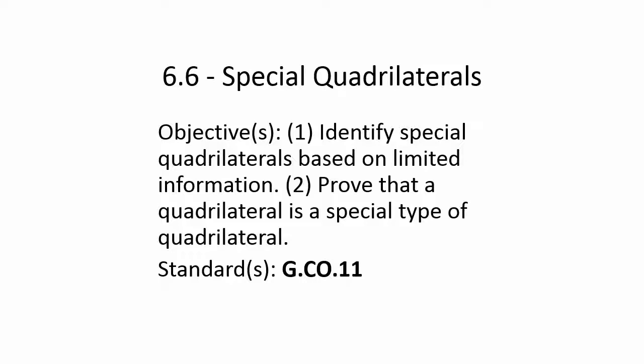Hi everyone! In today's lesson we're looking at Chapter 6, Section 6, Special Quadrilaterals. Our objectives are to identify special quadrilaterals based on limited information and prove that a quadrilateral is a special type of quadrilateral. Our standards are GCO 11.